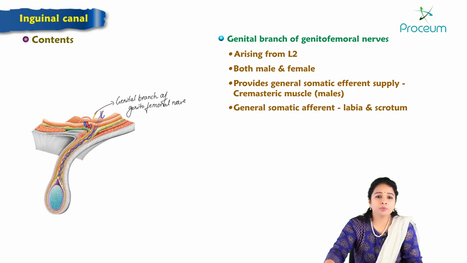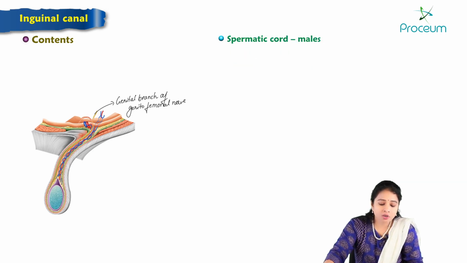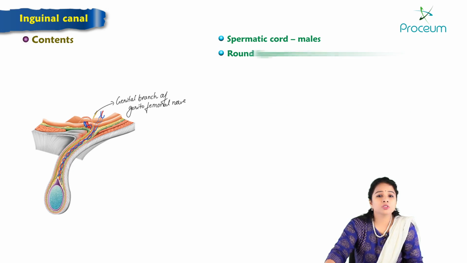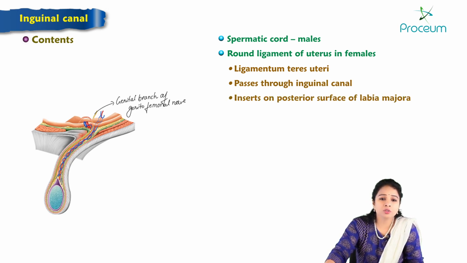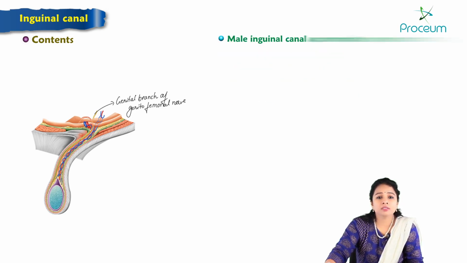And the next most important content is the spermatic cord in males, and in females it is the round ligament. So the round ligament of the uterus, otherwise called ligamentum teres uteri, passes through the inguinal canal to insert into the posterior surface of the labia majora. In males, the inguinal canal accommodates the spermatic cord.